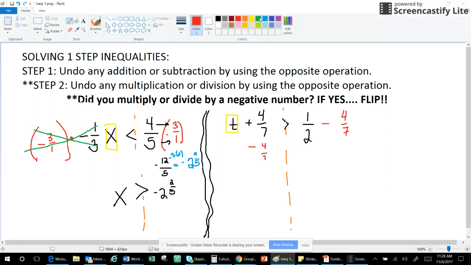Now notice I do not have a common denominator. So what's the least common multiple of 2 and 7? It's going to be 14. So that means this 2, I need to multiply by 7. Whatever I do to the bottom of a fraction, I got to do to the top. The 7 needs to go to 14 as well, so we'll multiply that by 2. Whatever I do to the bottom, I have to do to the top.